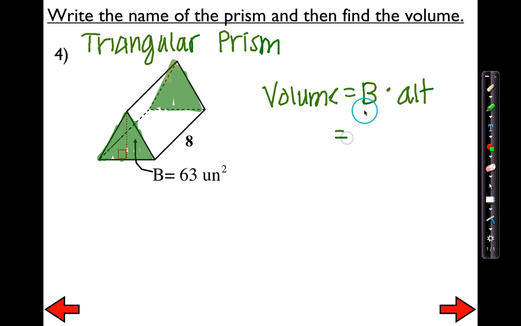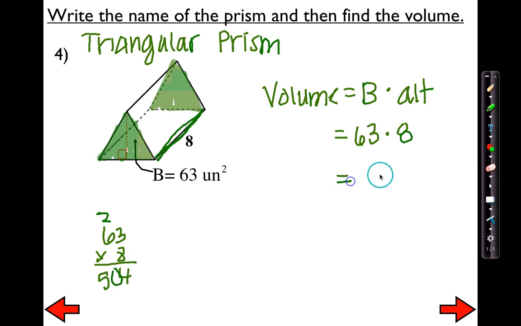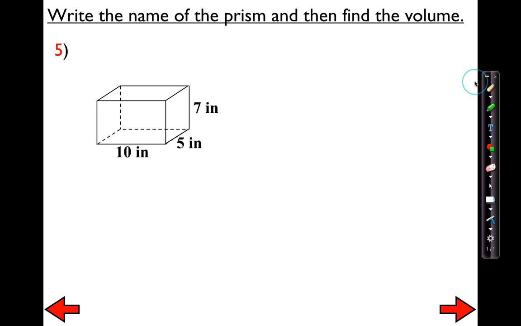So again, what's nice is they already gave us the area of the base. The area of the base is 63. So we're going to replace B with 63, and then we're going to multiply by the altitude. How tall is this? Looks like it here. It is 8 units tall. So we're going to go ahead and multiply this in our side work, which gives me 504. But let's not forget, we do have to put units cubed because that is a measurement of volume. So it is cubed.